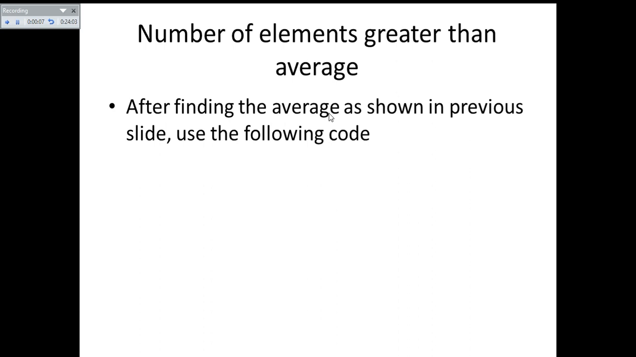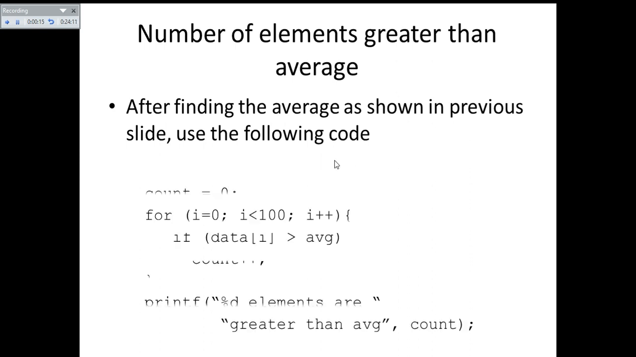After finding the average as shown in the previous slide, use the following code so that we can count the number of elements which are greater than the average. This is the logic where we use one count variable: for i equal to 0, i less than 100, i plus plus. If data of i is greater than average, we are going to increment the counter.